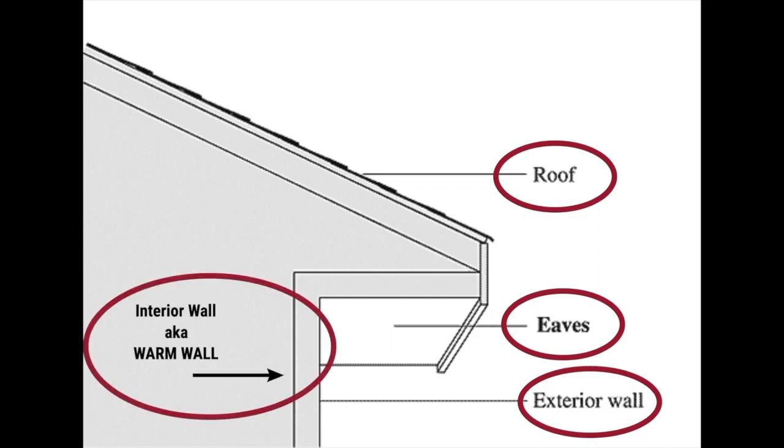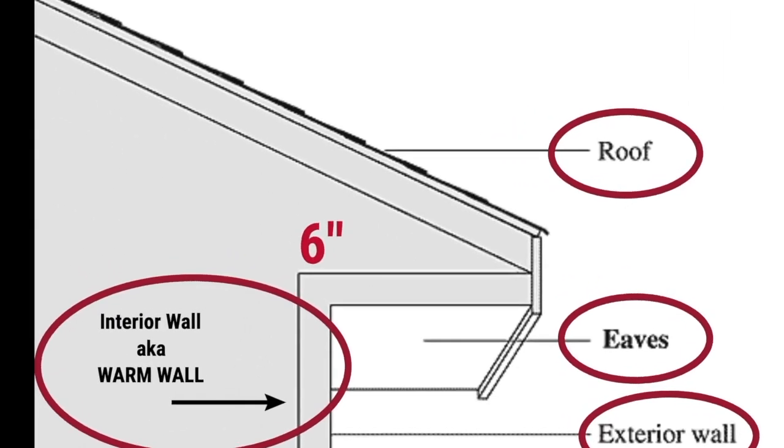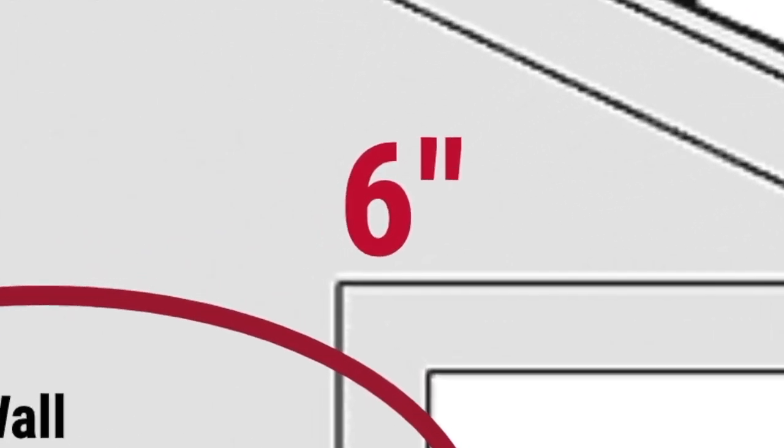Then you have the interior wall, which is also known as the warm wall. And this is called the warm wall because either the sheetrock or the plaster, whatever the home has, that is on the interior of the home is exposed to its heating system. The difference between the warm wall and the exterior wall most typically is a difference of 6 inches, and this is important because it is going to come back when you start to do the math to determine how many courses are needed at all eaves.